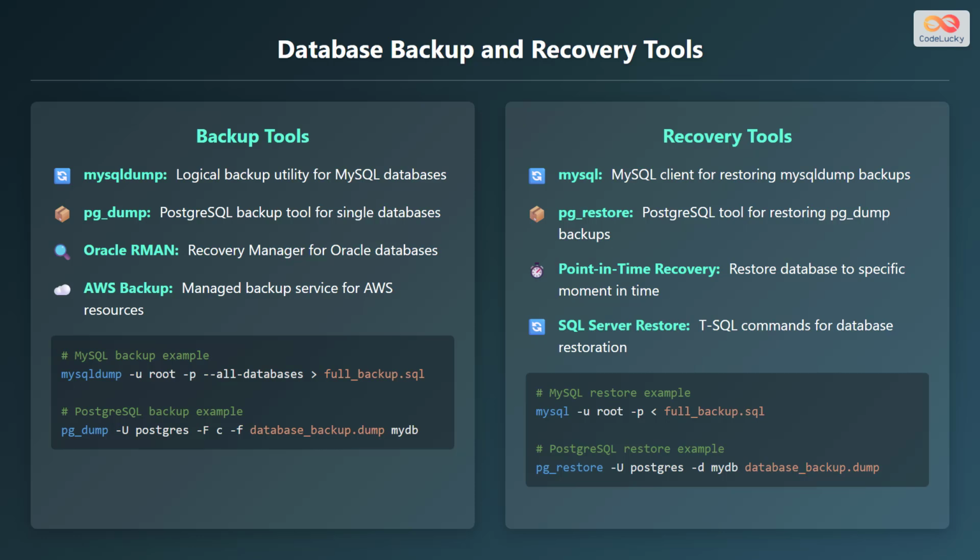Here is an example of MySQL backup and PostgreSQL backup. Here is an example of MySQL Restore and PostgreSQL Restore.